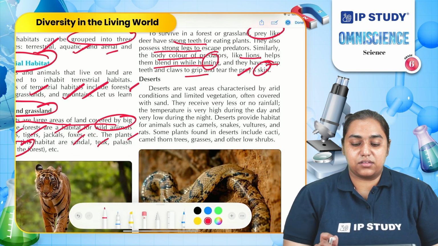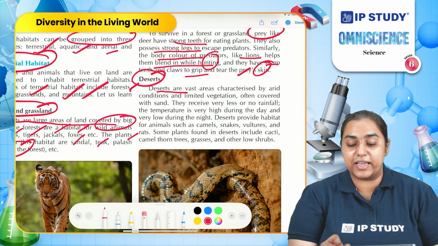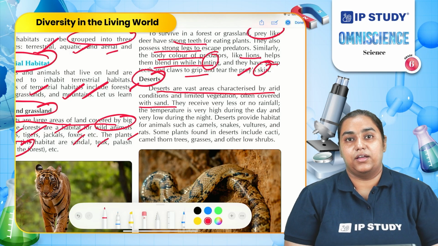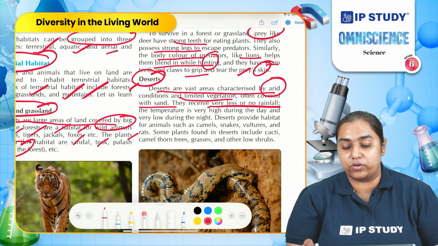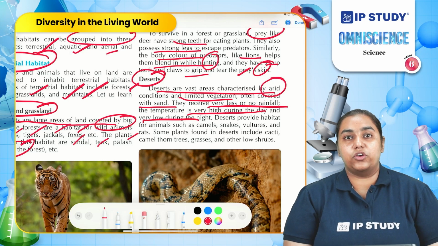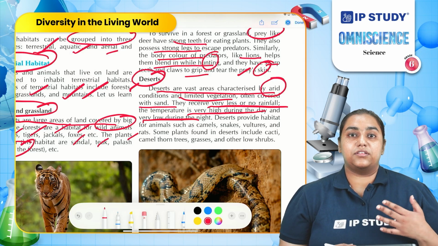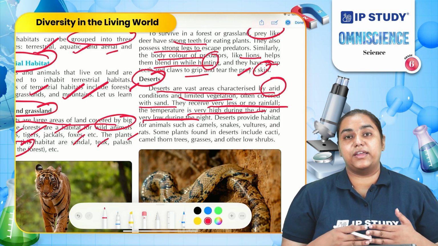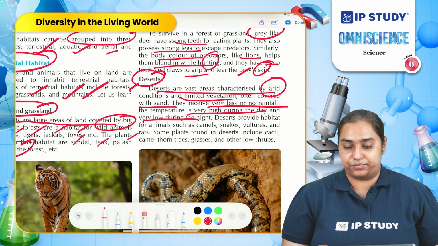Another category is desert habitat. What are deserts? Deserts are the large areas covered with sand. They have very limited vegetation and their condition is arid. They receive very scanty or no rainfall, and they have very high temperature during the day and low temperature during the night. So if you visit any desert area, even if you go to the Rajasthan region, visit the Thar desert, you may experience a very cold feeling at night but very hot during the day.